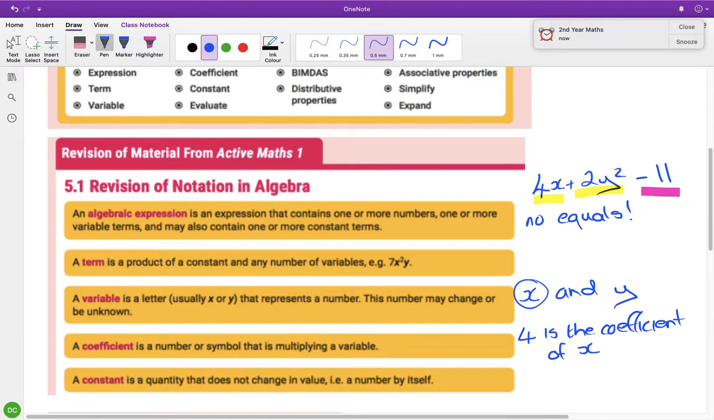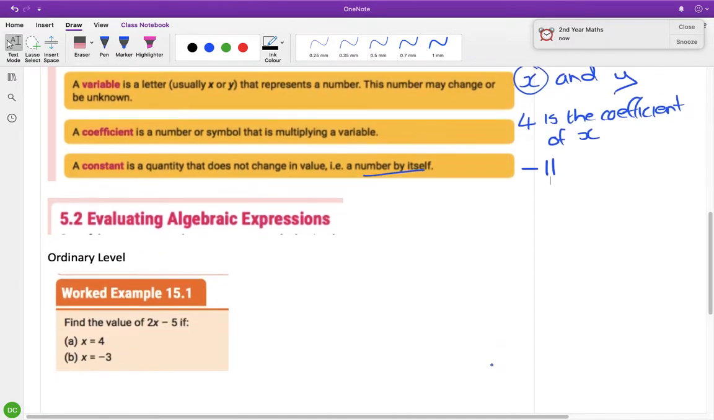And then the last thing here is a constant. A constant, it says it here, is a number by itself. So in my example, I only have one constant, and it's minus 11, because it's all by itself. So they need to be taken down, obviously with notes, just like I've put at the side, and some of the stuff I've said. They're important, and you do need to know them.